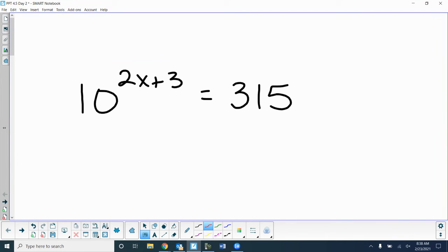Don't put it in front of the 10 and log it. Yeah, we'll take the log of both sides, right? This is an exponential equation that you have to solve, so we turn it into logs, right? So we take the log, both sides.